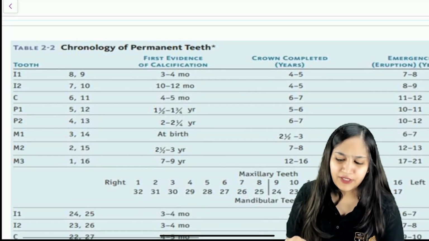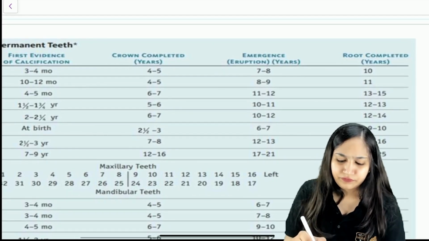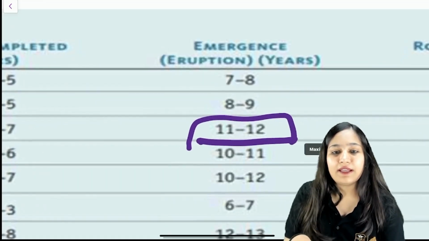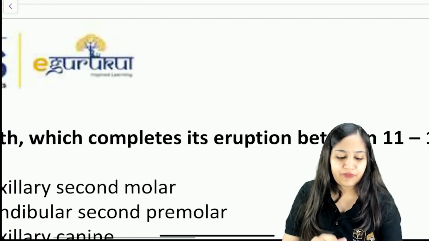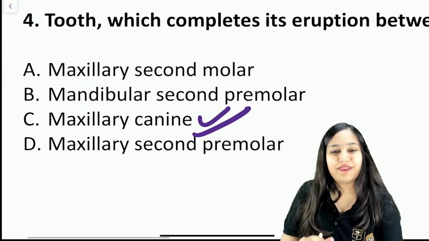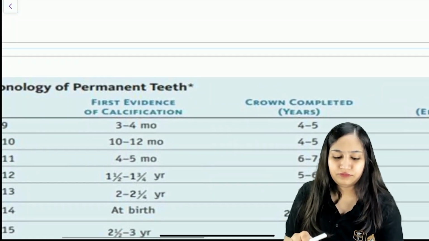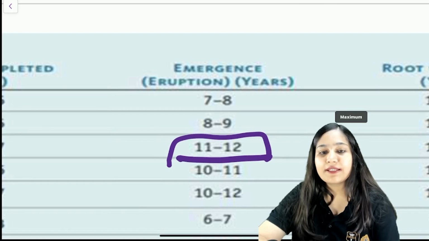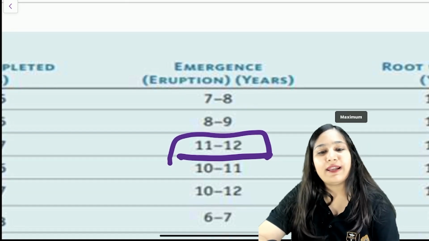So here we can see 11 to 12 years. It is for the canine, maxillary canine. So the correct answer here can be maxillary canine. Seven to 8 is mainly for central incisor, 8 to 9 for lateral incisor.